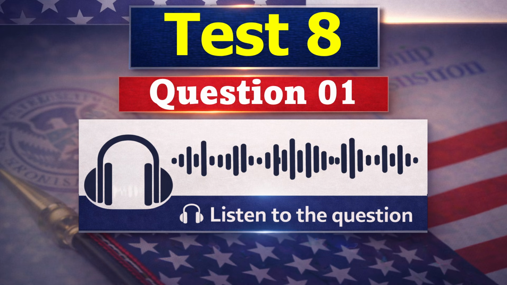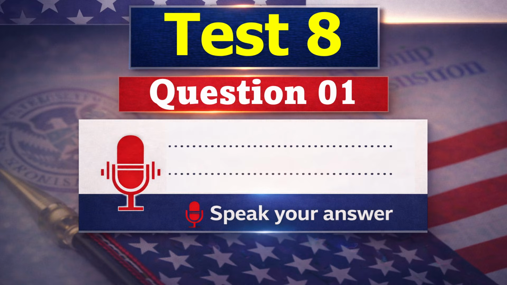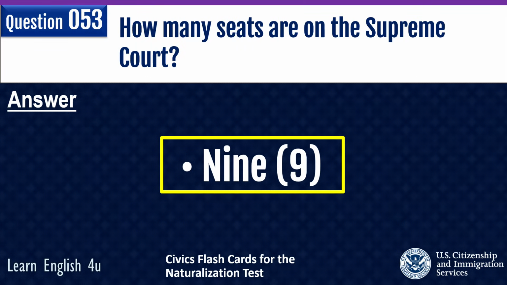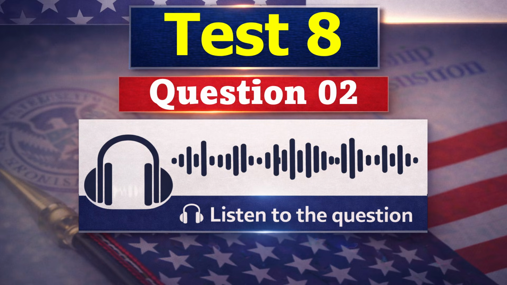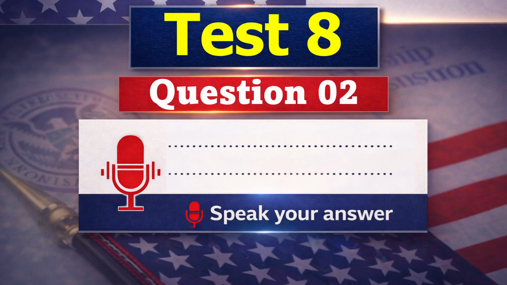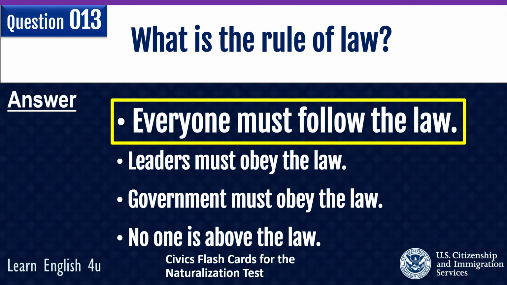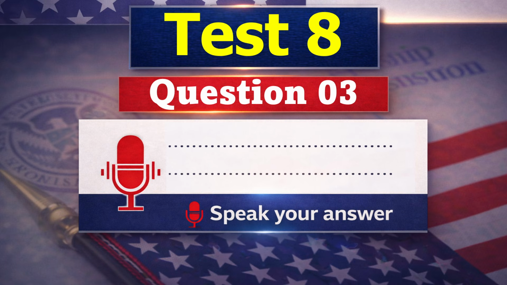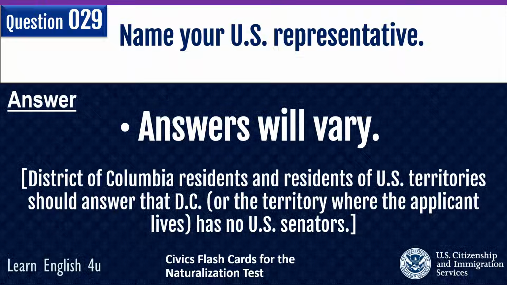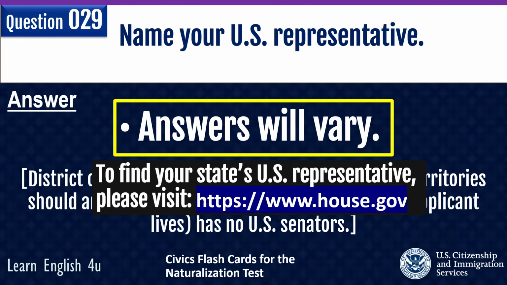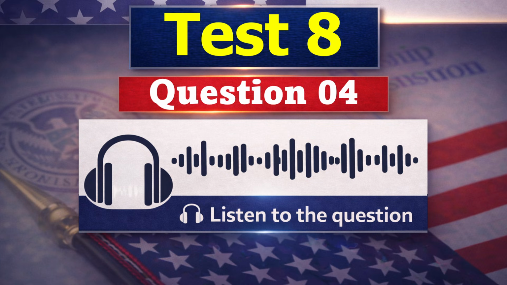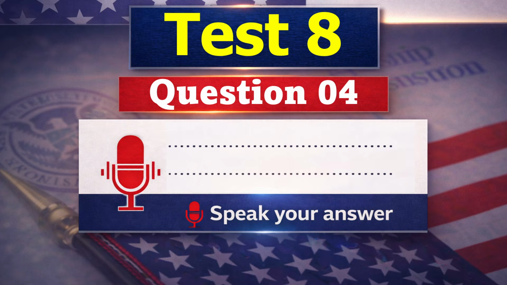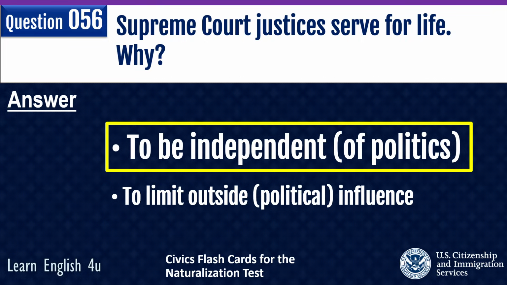How many seats are on the Supreme Court? 9. What is the rule of law? Everyone must follow the law. Name your U.S. representative. Answers will vary. To find your state's U.S. representative, please visit. Supreme Court justices serve for life. Why? To be independent of politics.